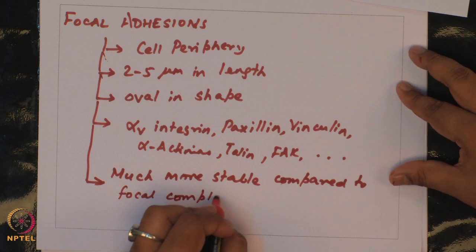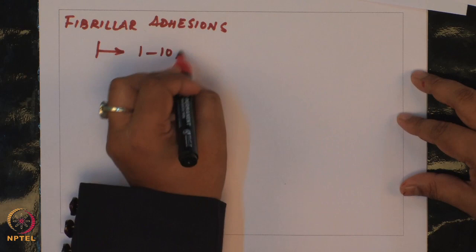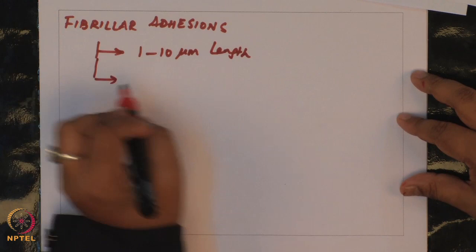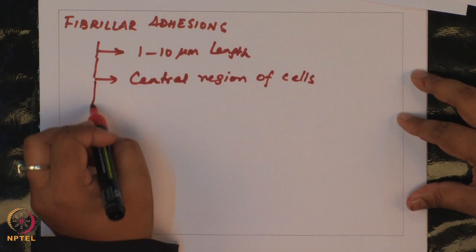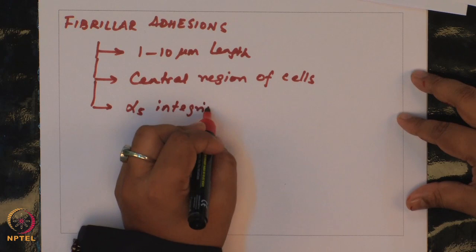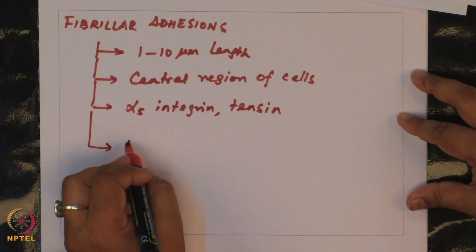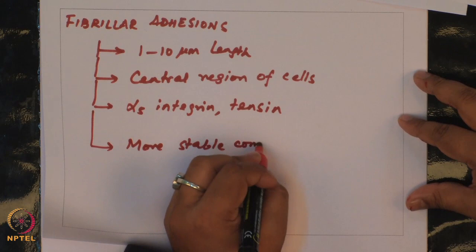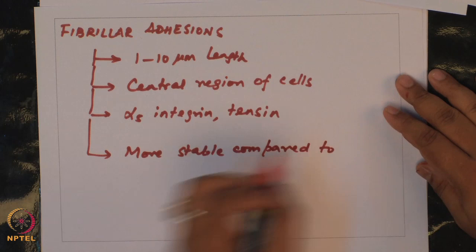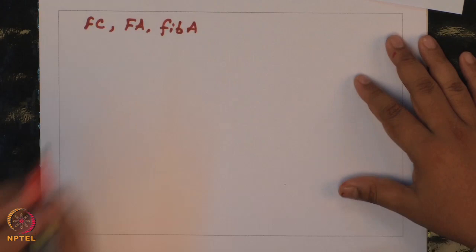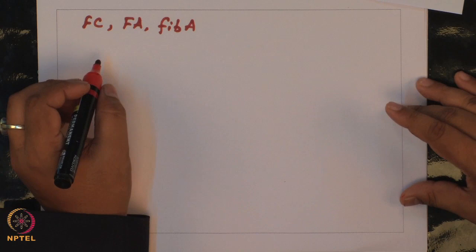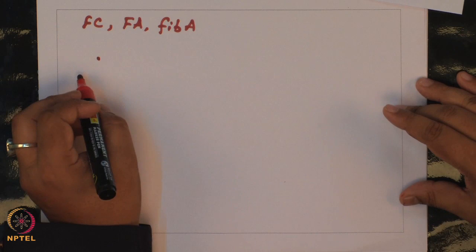On top of this, you might have fibrillar adhesions. These are 1 to 10 microns in length and are present more centrally, in the central region of cells, and they have alpha 5 integrin and this molecule tensin. These are also more stable compared to FAs. If I were to draw these, you have focal complexes, focal adhesions, and fibrillar adhesions. When cells first engage adhesions, you might have these appear as small dots. These are even called nascent adhesions.